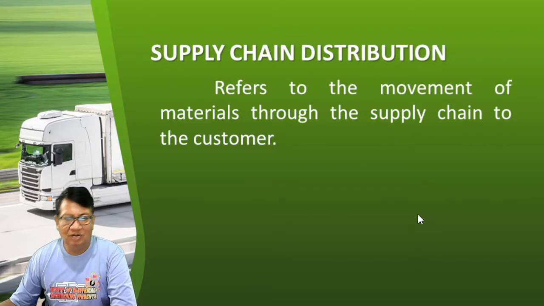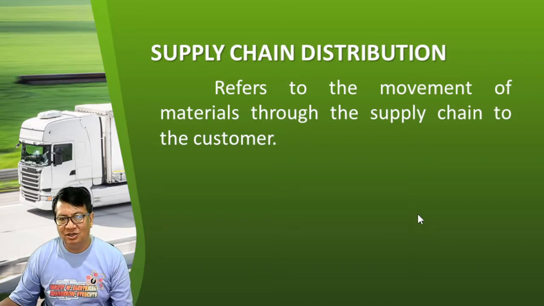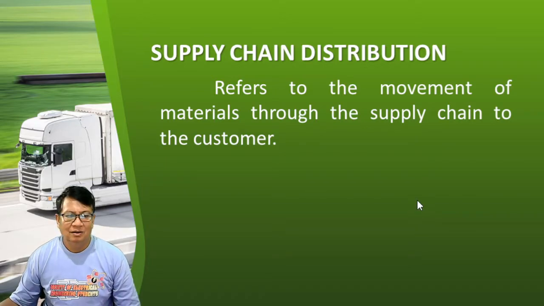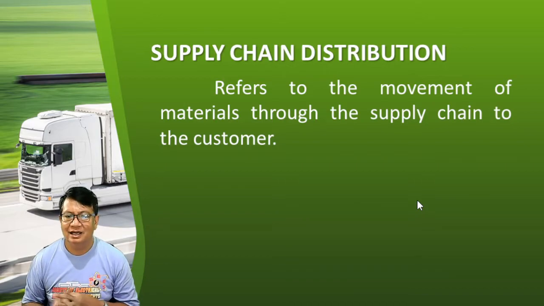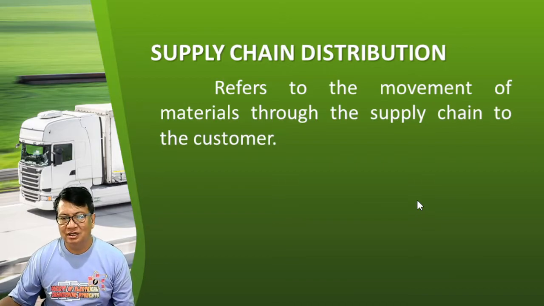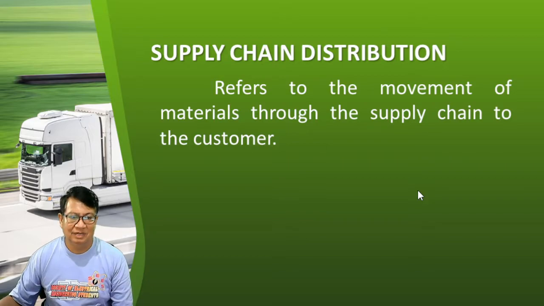Okay, so let's proceed to, that is procurement, no? So let's proceed to distribution, supply chain distribution. This refers to the movement of materials through the supply chain to the customer. Okay, so when it comes to delivery, distribution of these goods and outputs towards our customers and our clients, then we have this supply chain distribution. So, movement of materials, okay, through the supply chain to the customers.